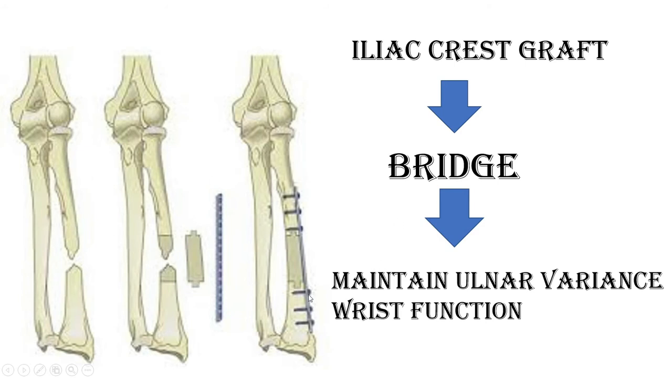Up to 5 to 7 centimeter can be done, or more than 5 to 7 centimeter can be done by fibular graft also. Okay, but more than 8 centimeter, fibular graft needs vascularized fibular graft. Then you have to call the plastic surgeon for microvascular anastomosis. But generally the bone loss is less than 5 centimeter.